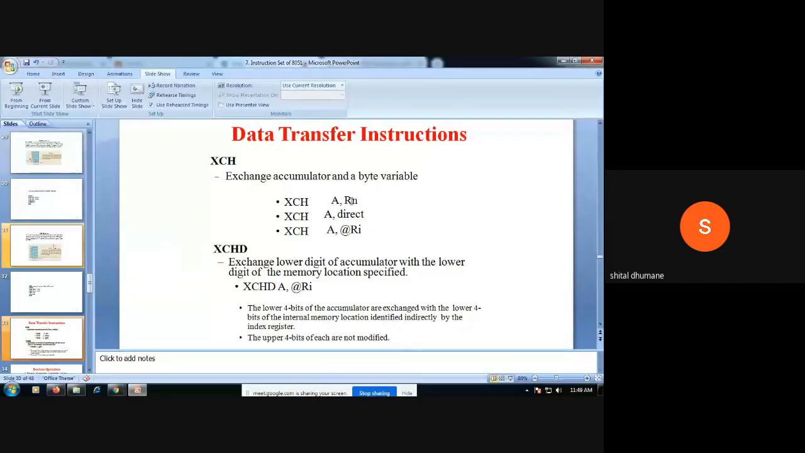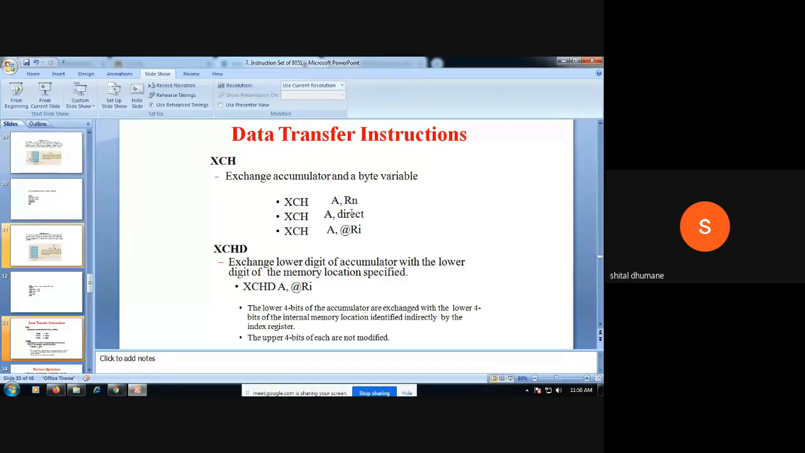Suppose your accumulator contains 12H and your Rn contains 34H. So the total 8-bit data will get exchanged. Your accumulator becomes 34 and your Rn contains 12. So the contents will get exchanged between the accumulator and any register.